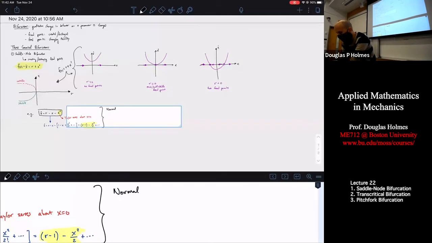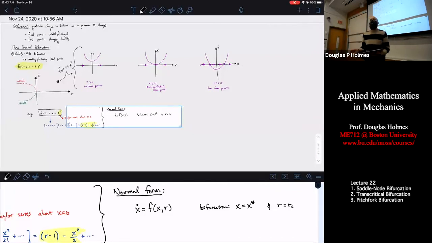So this might be called a normal form. But we could just say, well, x dot is really not just a function of x. It's actually a function of x and our parameter. And the bifurcation will occur at the fixed point, when x is equal to x star at some critical value of your parameter. We'll call that R critical, RC. Now in the example we gave above, RC was equal to 0. That was the point at which we had observed the bifurcation. But of course, this could be shifted given the nature of your problem.